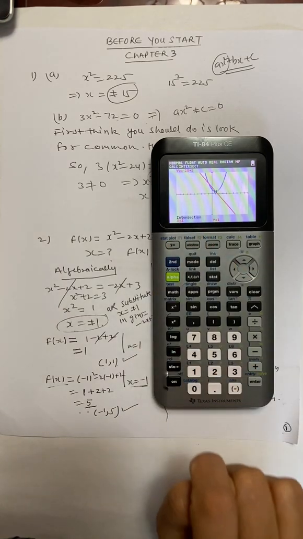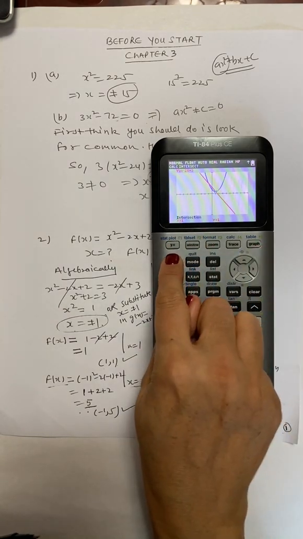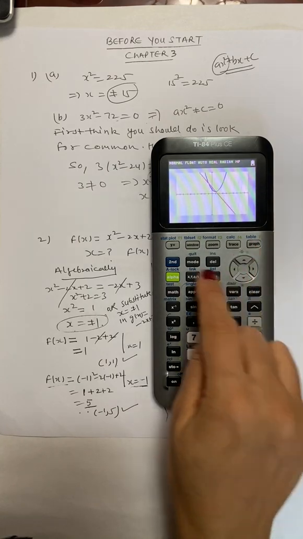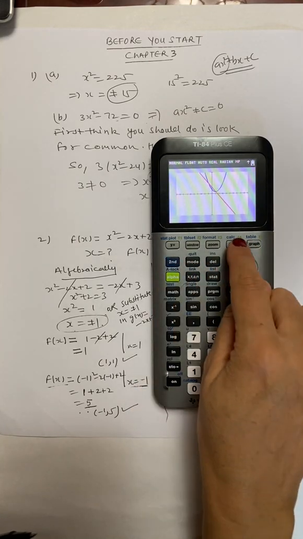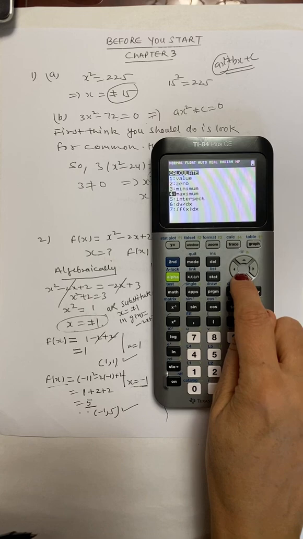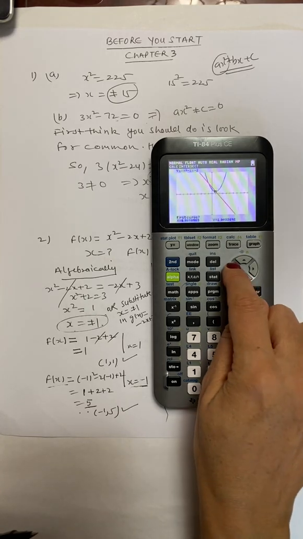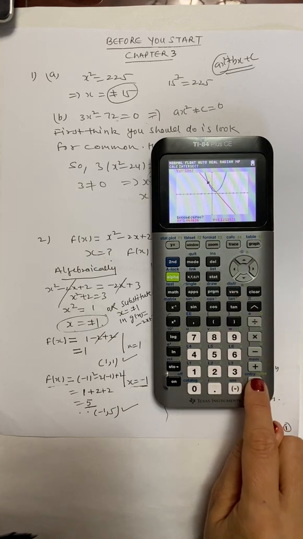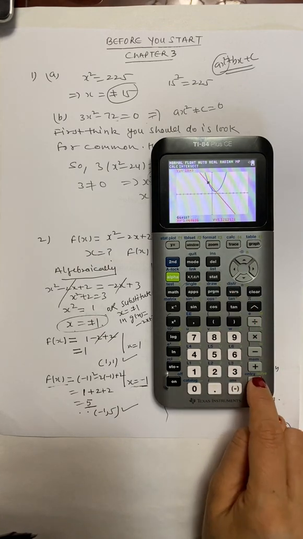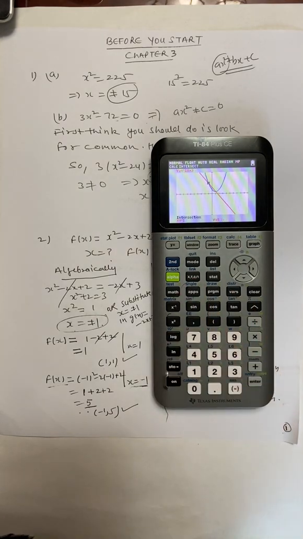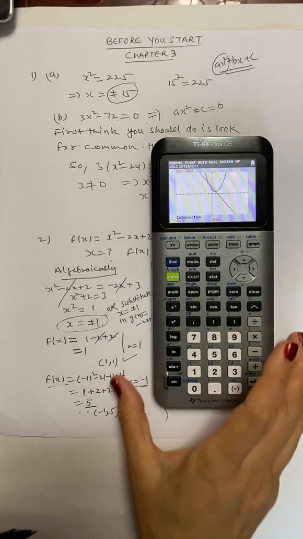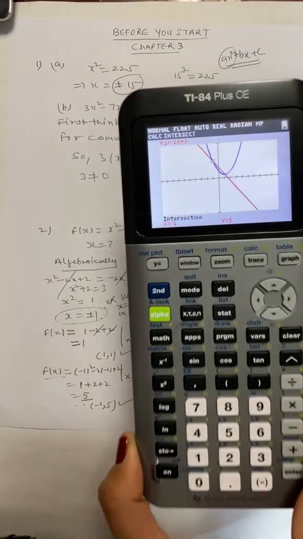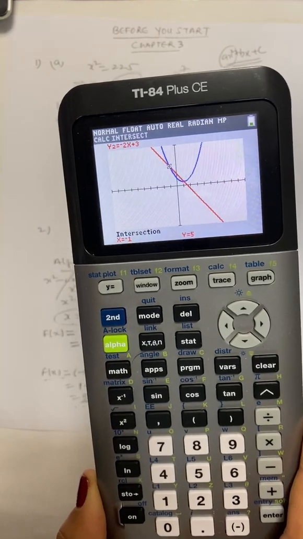Similarly, you can find the other intersection point. So you need to quit, then go to graph again, and go to second, trace, intersect, and from here, enter 3 times, since we are dealing with 2 curves, and then you get the intersection -1, 5. So this is one way of finding the intersections in this case.